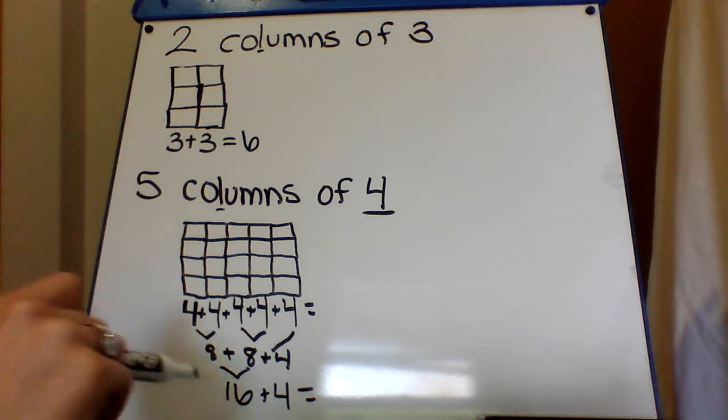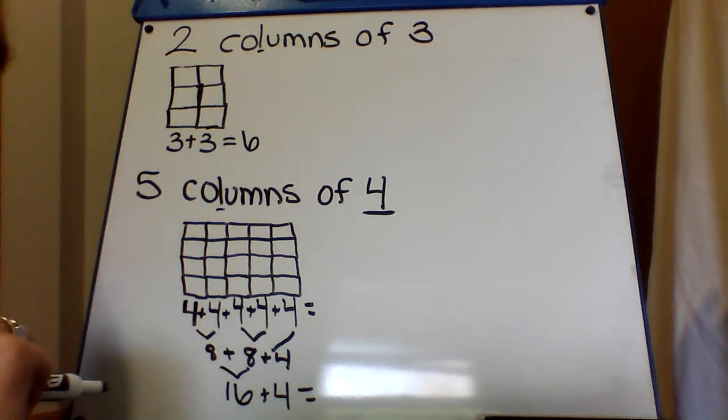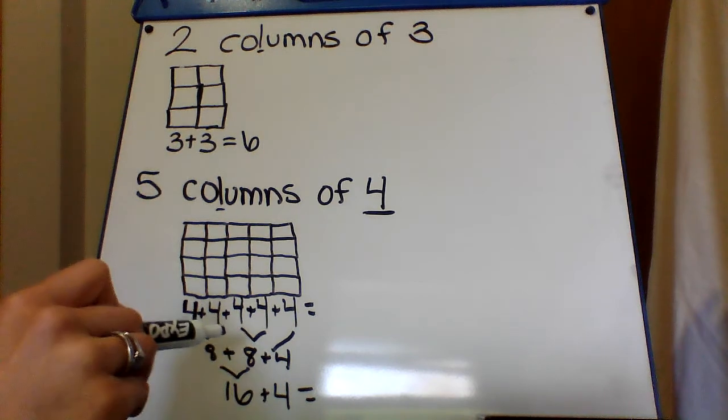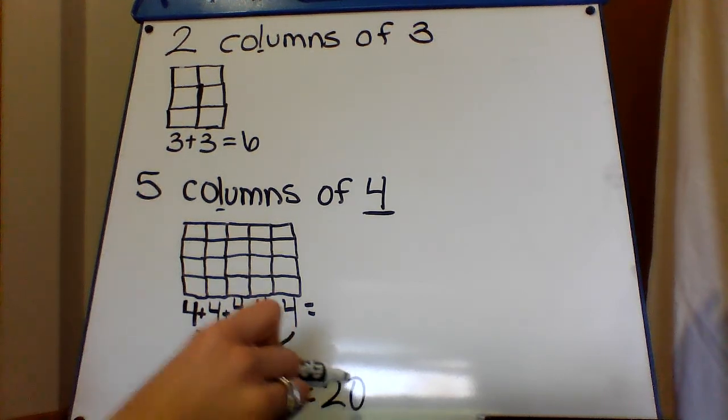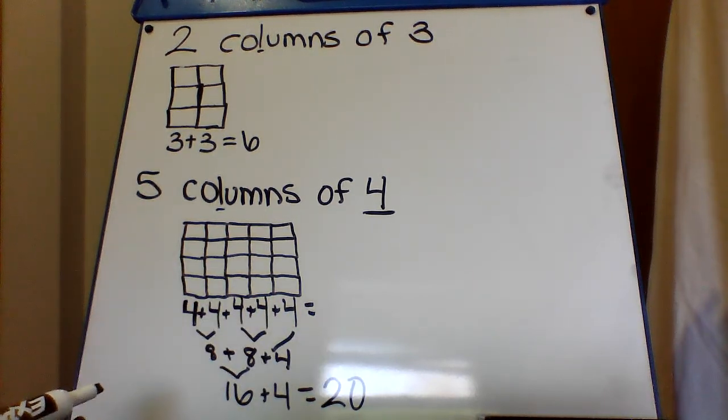I'm just giving you that think time for you to do this on your own. Practice your fluency. See how fast you can get it. Is 20. So 5 columns of 4 is going to give you 20.